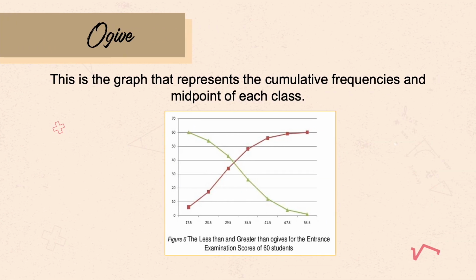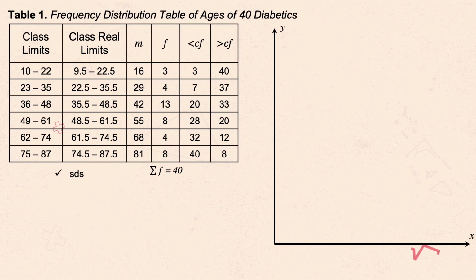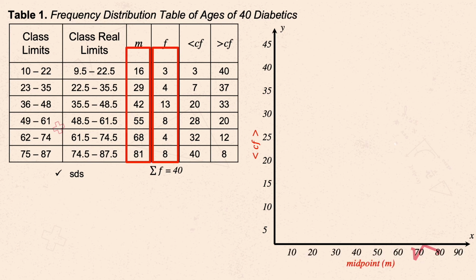Ogive. This is the graph that represents the cumulative frequencies and midpoint of each class. This is like frequency polygon, but the difference is that endpoints don't need to connect to the x-axis. Using the same data, let's construct now the ogive of this. This time, the y-axis is for the less than and greater than cumulative frequencies, while the x-axis is for the midpoints.